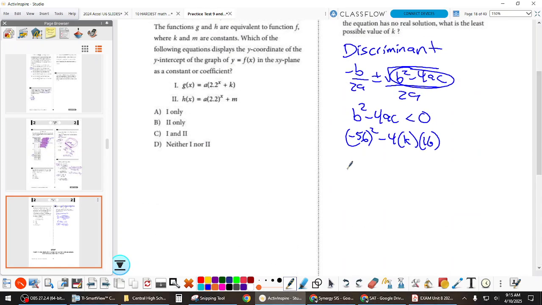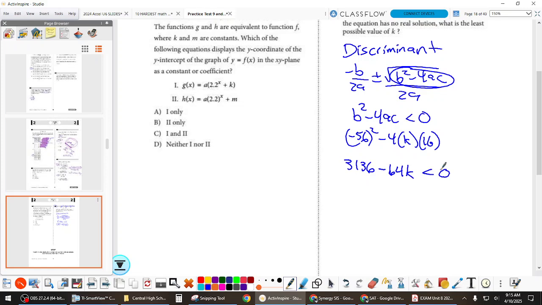Okay. What was that number, Ryan? 3,136. Okay, and then you just solve that inequality for k. That's all. That's the by hand, and it's pretty fast. If you saw that that was what you did. If not, let's do it on Desmos.